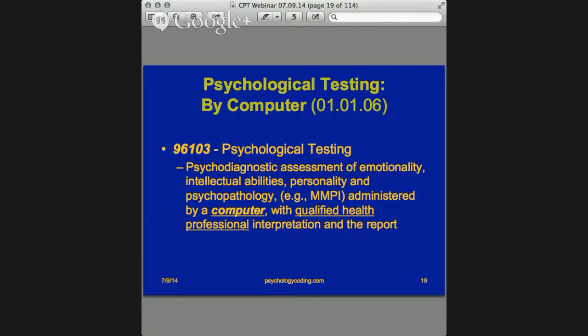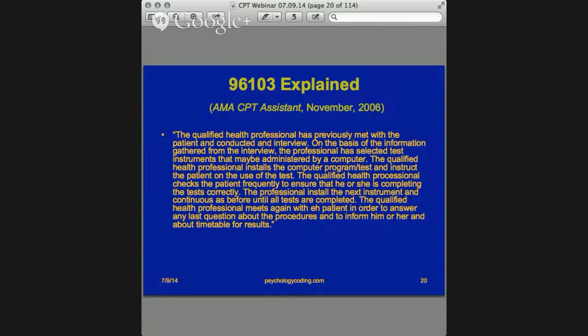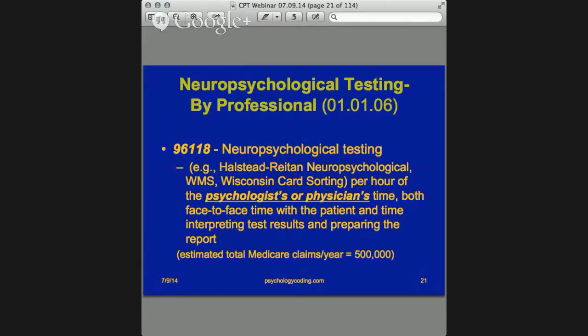This might be the kind of thing that you may want to use relatively sparingly, because those circumstances are not that often. If you are using a computer to test a client, and there's interaction between the technician or the professional and the client, then that does not qualify as psychological testing by computer. It's critical to appreciate this is an isolated situation. And this is explained much further in the CPT Assistant November 2006 article. If you do integrate it with other things, then the integration is captured not under 103, but under 101. I'm going to try and bring this all together in much greater detail in a few minutes.